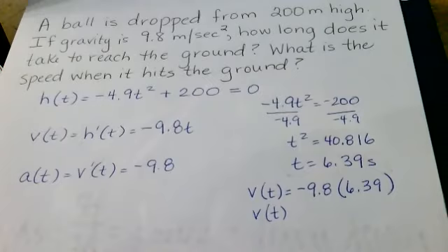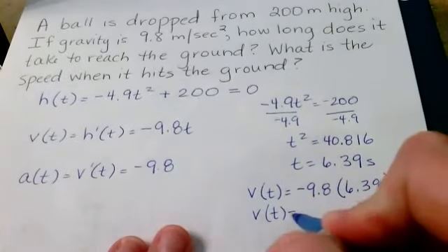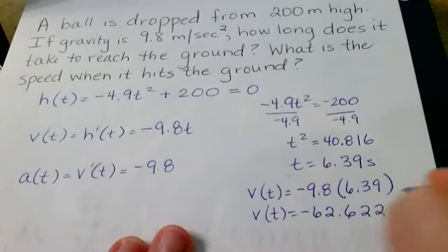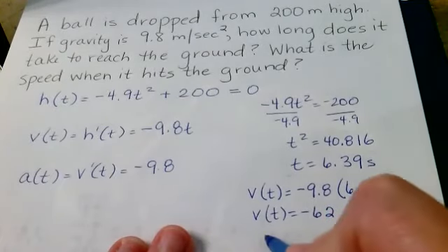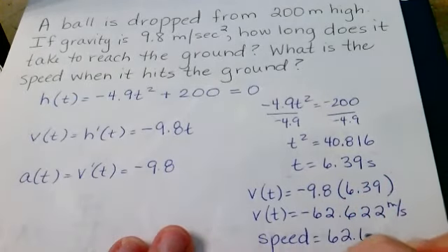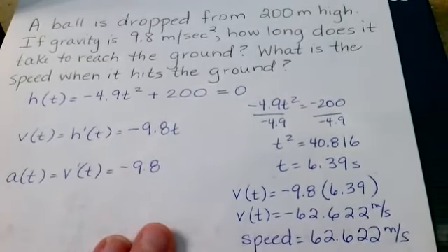So we're going to multiply those two together, and that gives me, looks like I typed something wrong here in my calculator. I sure did. Let's see. My velocity comes out to be negative 62.622 meters per second. My speed then would be just the positive 62.622 meters per second.